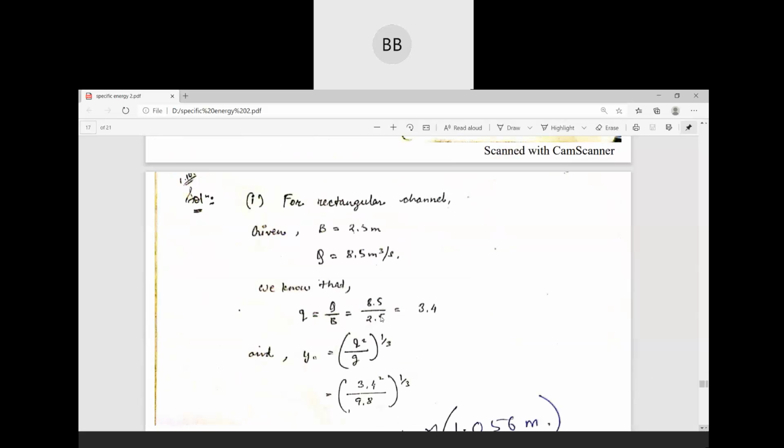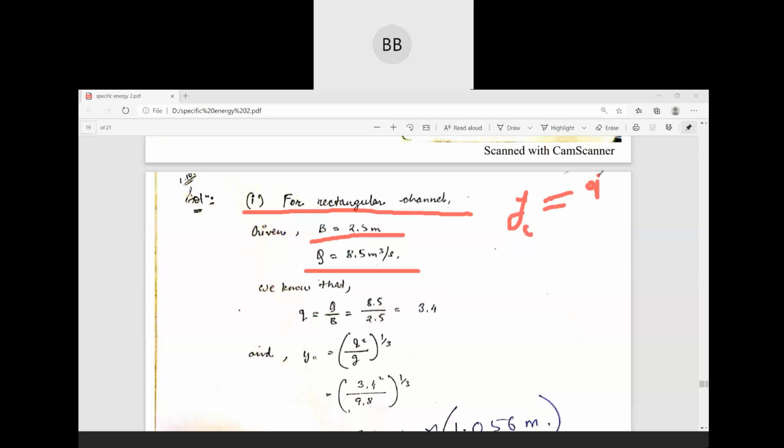So first, for the rectangular channel, first case, we will consider that rectangular channel. The width of the channel is given, and 8.5 meter cube per second is also given, that is your discharge. If you remember, for a rectangular channel, YC is equal to q square divided by g, to the power 1 by 3.